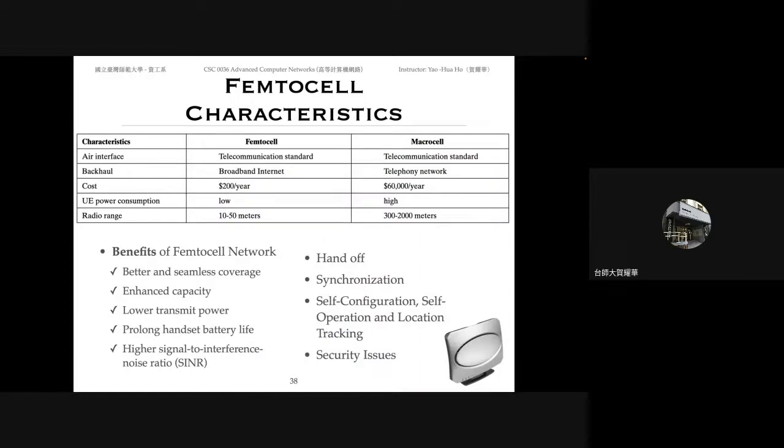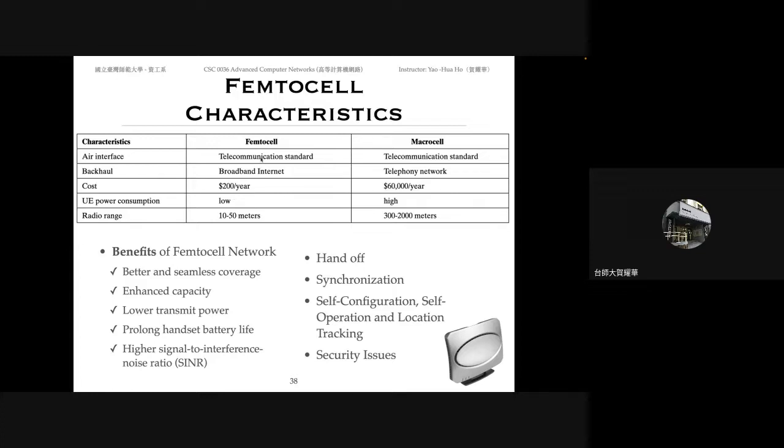If you compare the femtocell, the interfaces are all telecommunication standard. The difference between a femtocell and a microcell is the backhaul. The backhaul of the femtocell is broadband internet. However, in the traditional cellular network, the backbone is still the telephone network. The cost to run a femtocell is usually $200 per year, compared to the microcell's roughly $60,000 per year. Okay, they are all US dollars.